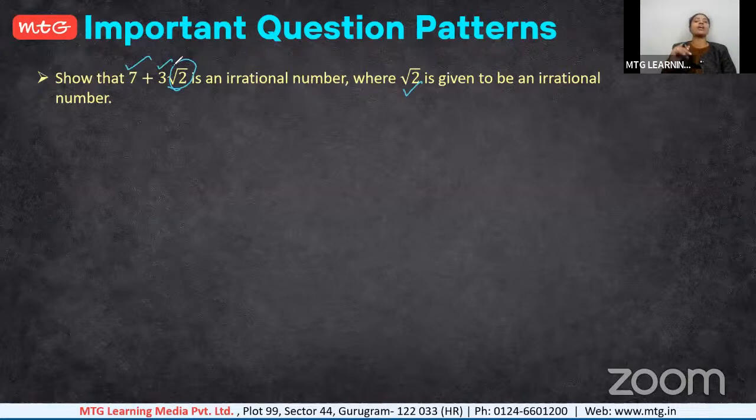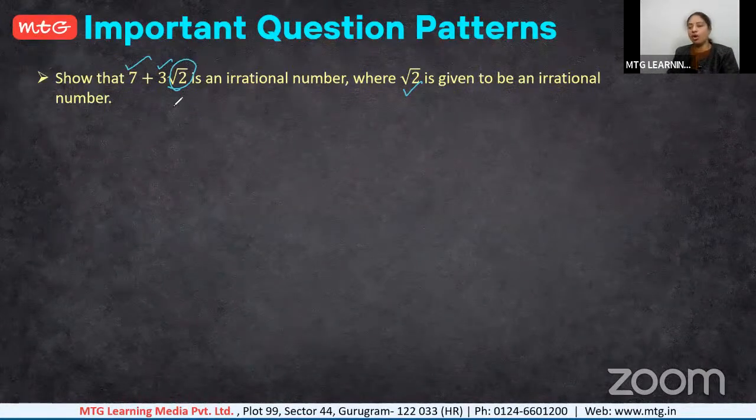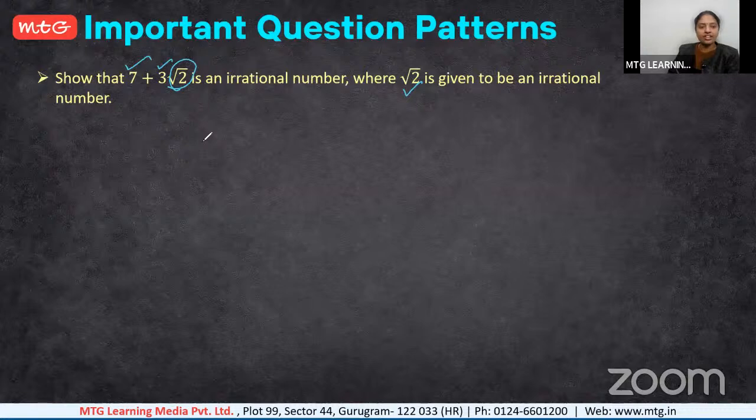How can we prove it? Again, let us consider this by our assumption. If 7 plus 3 root 2 is not irrational, let us make the same assumption again. So I will consider 7 plus 3 root 2 as some rational number a by b.